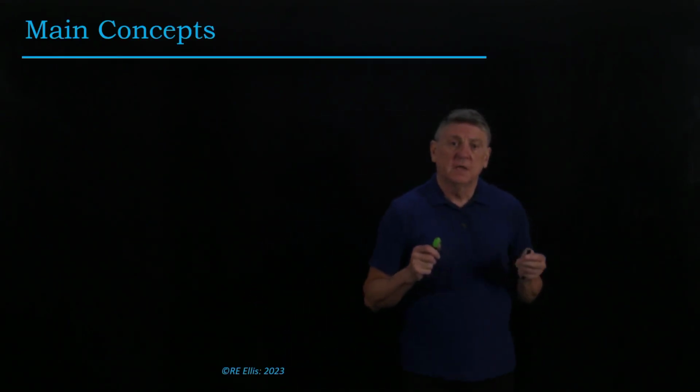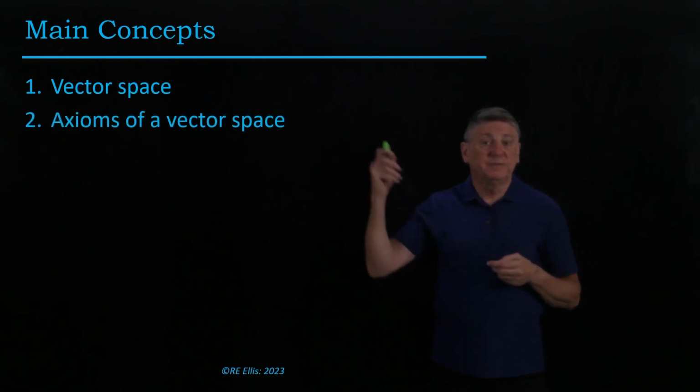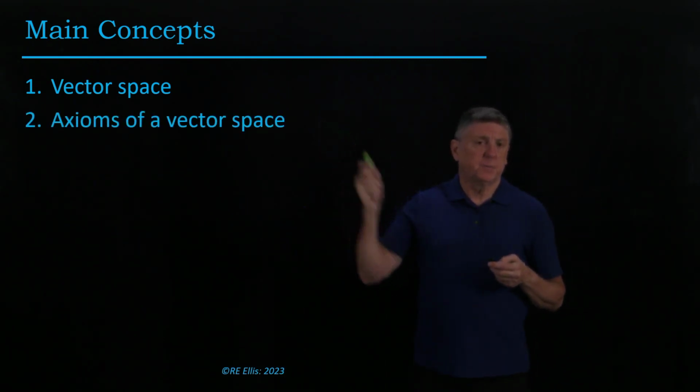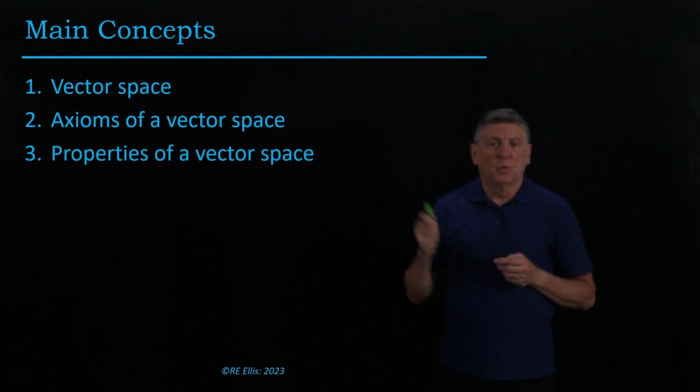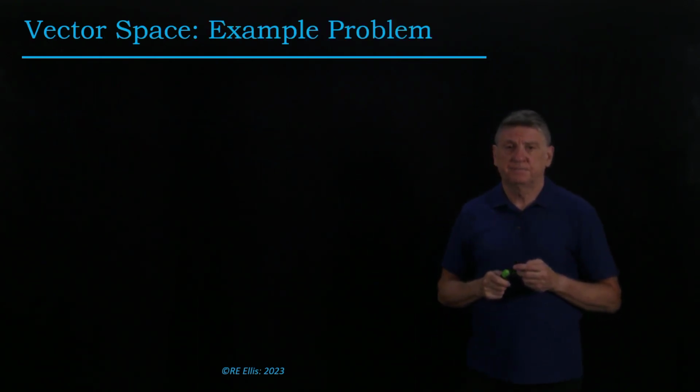In this session, we'll go over some of the prerequisite material related to a vector space. The main concepts for this session are: what is a vector space? We'll briefly state the axioms of a vector space, but we won't explore them in detail. What we'll do instead is look at some of the properties that a vector space has.